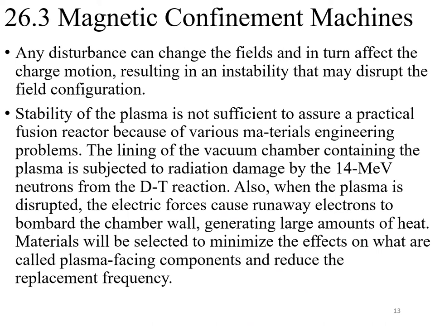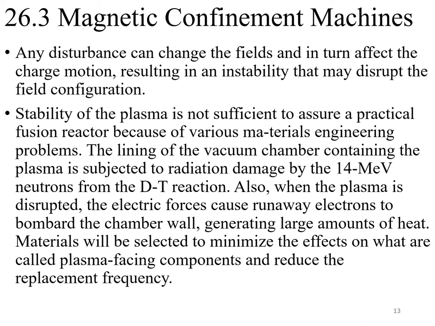Stability of the plasma is not sufficient to assure a practical fusion reactor because of various materials engineering problems. The lining of the vacuum chamber containing the plasma is subjected to radiation damage by the 14 MeV neutrons from the DT reaction. Also, when the plasma is disrupted, the electron forces cause runaway electrons to bombard the chamber wall, generating a large amount of heat.